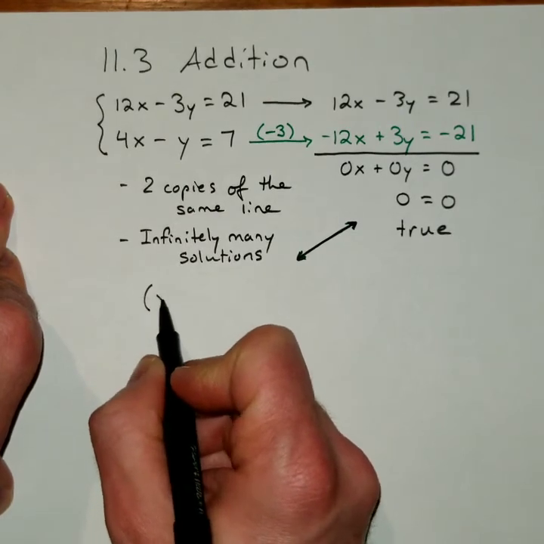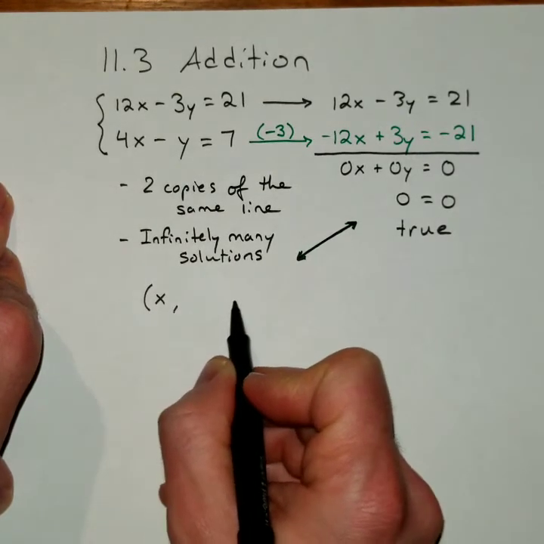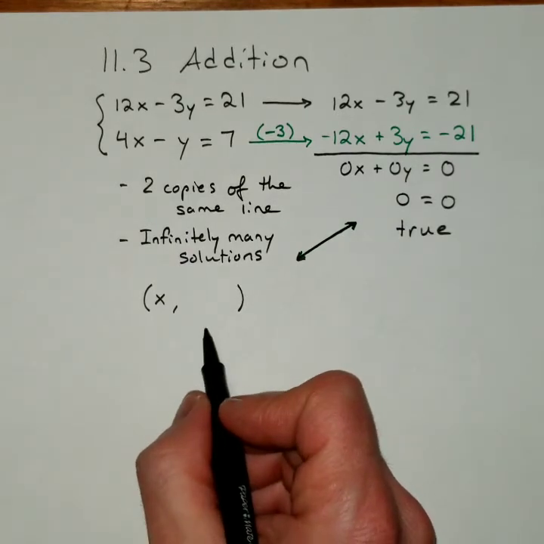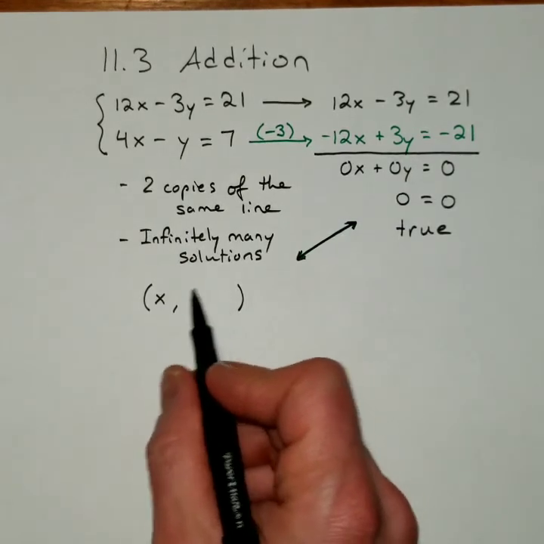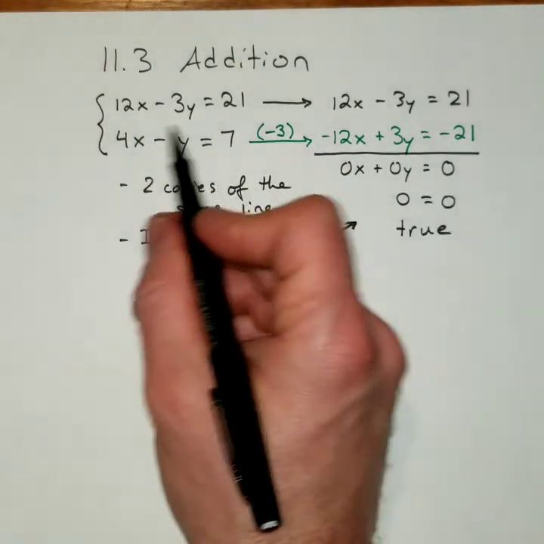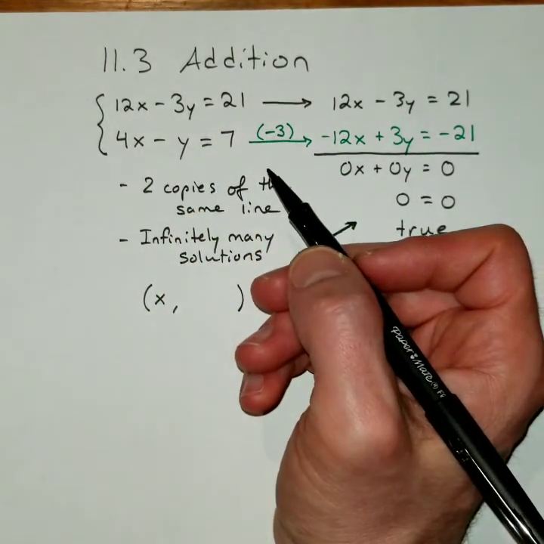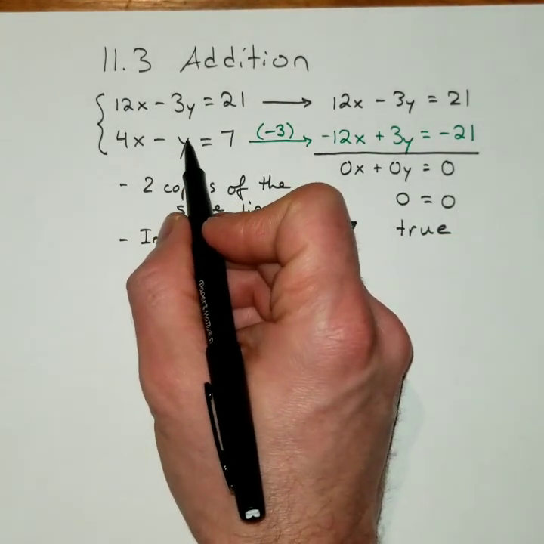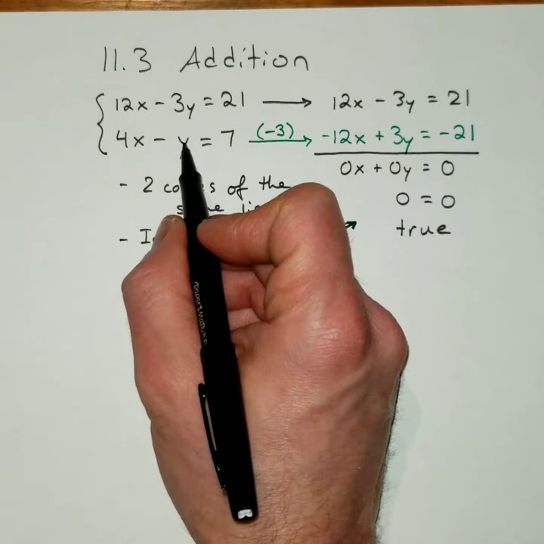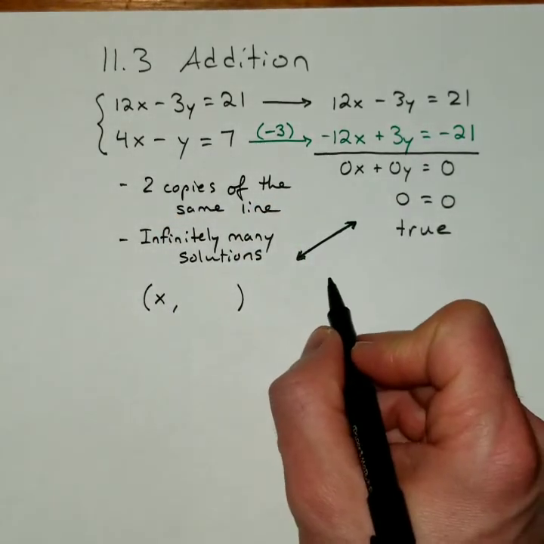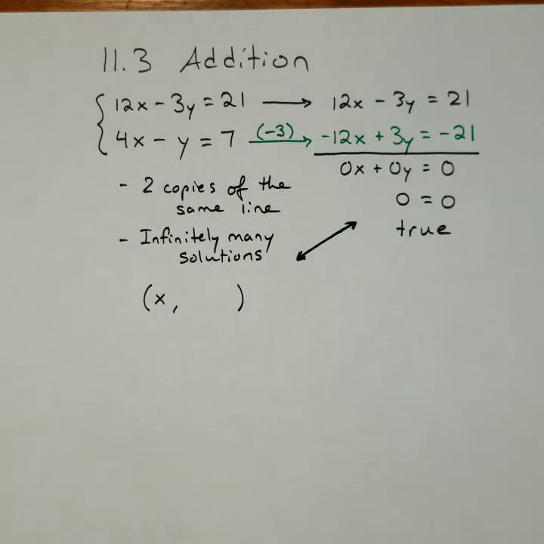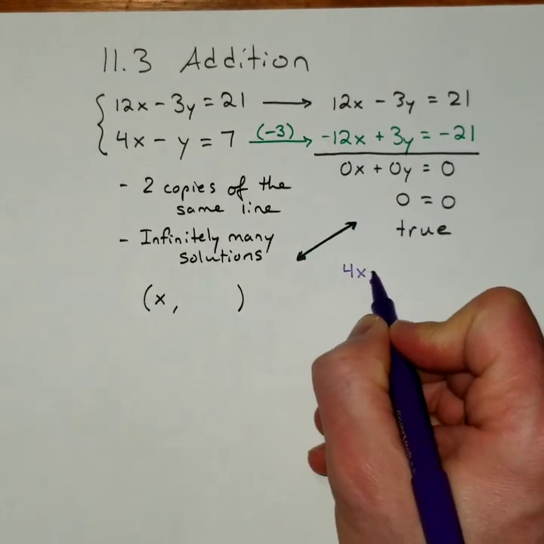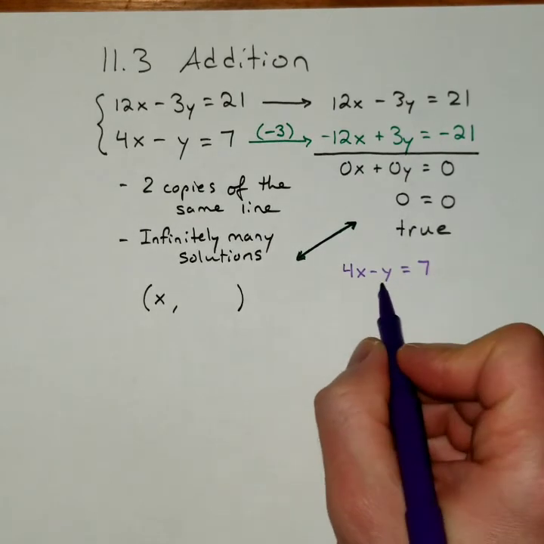We have to have x, and we have to have some expression for y. The y expression is going to be found by solving one of these for y. And it doesn't matter which one, they'll give me the same thing because I have the same line. So I might as well use the bottom one because the y is easier to solve for. So we'll take that off to the side. Let me grab another color. We'll do 4x minus y equals 7.